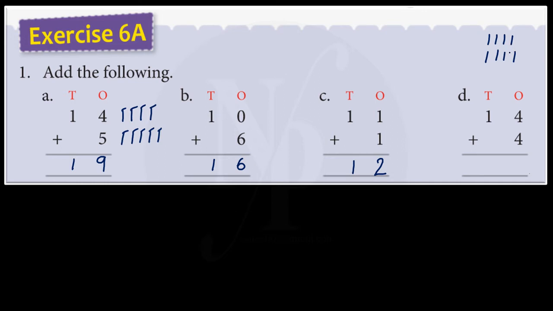Now let us count all these lines. 1, 2, 3, 4, 5, 6, 7, 8. So we should write 8 here. That is, on adding 4 to 4, we get 8. Here 1 plus 0 is 1. We should write 1 here. So 18. That is 14 plus 4 is 18.